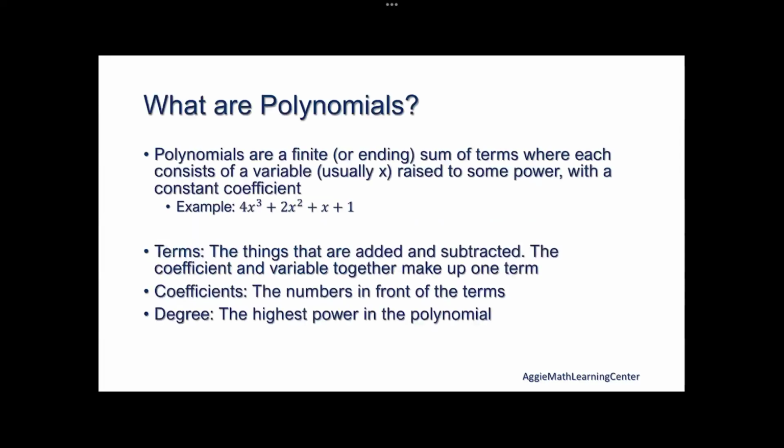First of all, just a couple of definitions. A polynomial is a finite set of terms where each of them consists of a variable, which we usually write as x, and a coefficient. The variable can be raised to any power. In this case, we have an x cubed, x squared, and x. The coefficients are the numbers in front of the variables. The term is the variable plus the coefficient, all wrapped together. And the whole polynomial is the sum or difference of each of the terms. Your degree is just the highest power in the polynomial.